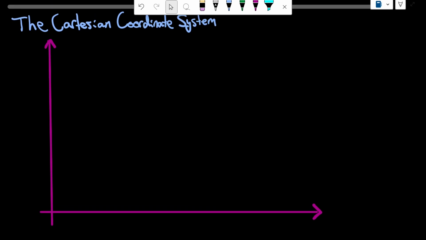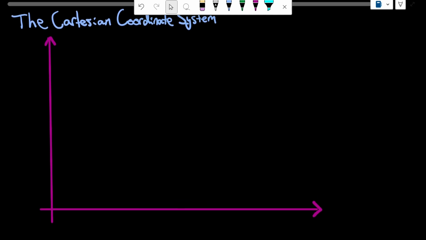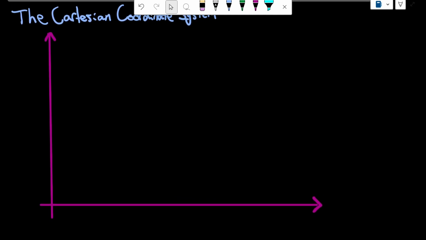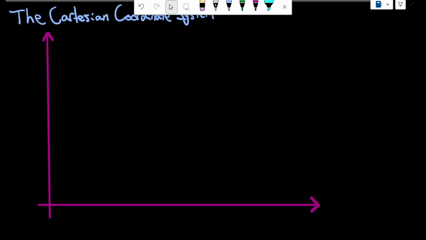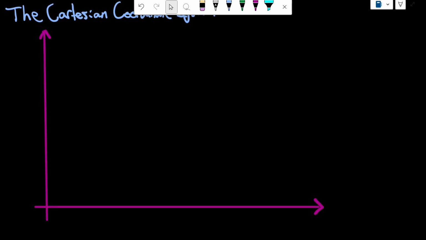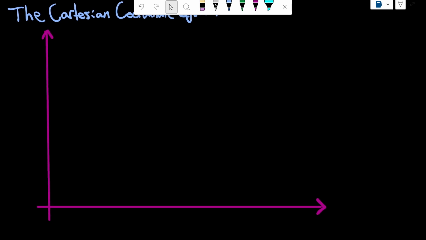To start, this does require basic knowledge of algebra and an understanding of the Cartesian coordinate system. But don't worry if you're a bit rusty, because I'll review everything before we jump into our example. So let's talk about the Cartesian coordinate system. It's much simpler and hopefully more intuitive than it sounds.